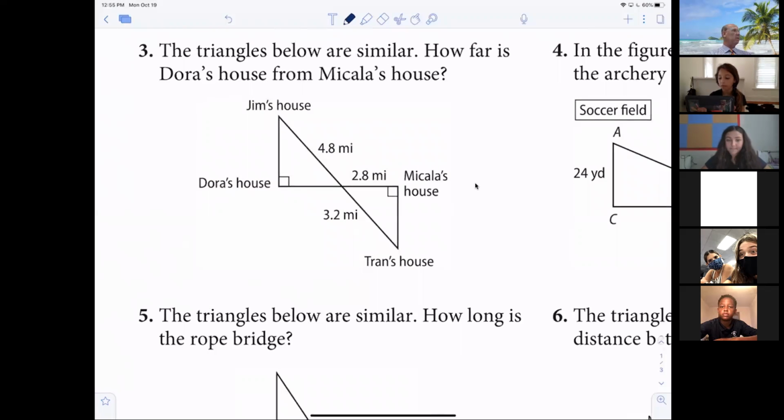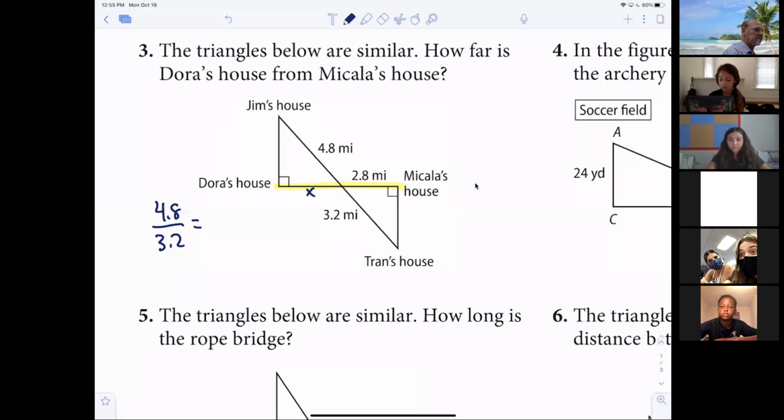All right, Jackson, we're going to let you set this one up. The triangles below are similar. How far is Dora's house from Nikola's house? So would it be 4.8 over 3.2? 4.8 over 3.2 is nice. And then we're trying to find X, so it would be X over 2.8. That is brilliant. Okay, now cross multiply. Tell me the answer.